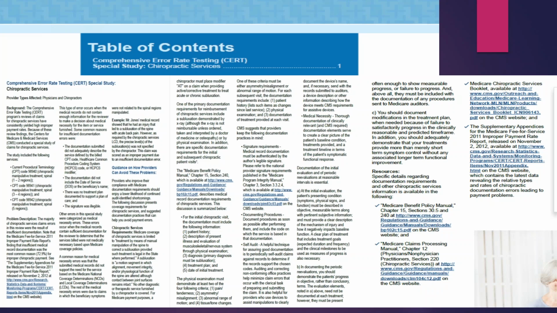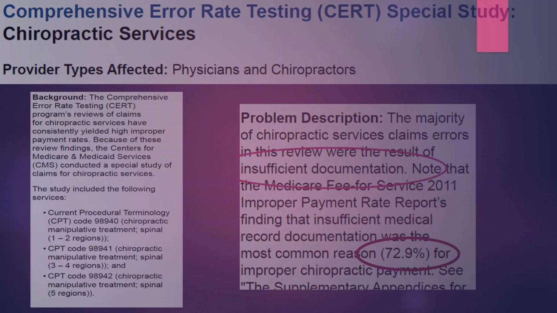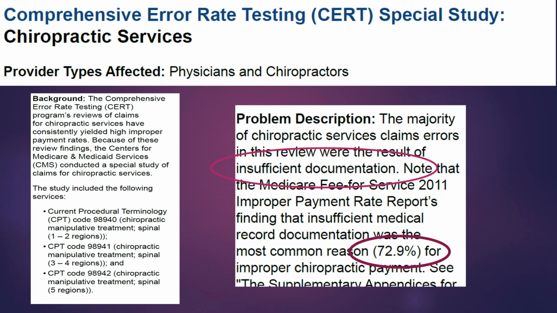And so here are some of the highlights of this CERT audit. Number one is the majority of chiropractic service claim errors in the CERT audit were the result of insufficient documentation. They rated 72.9% of chiropractic documentation notes as having insufficient documentation to prove medical necessity for the 3 codes that are covered by Medicare for chiropractic services, which are 98940, 98941, and 98942.